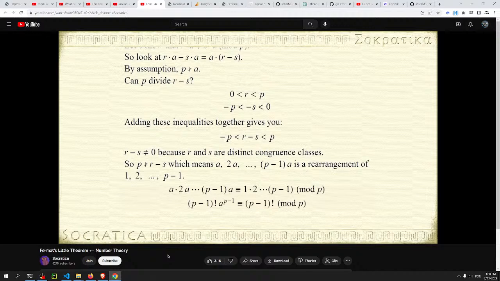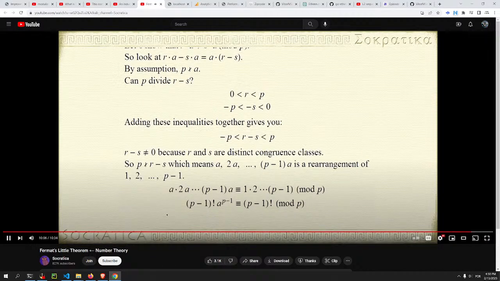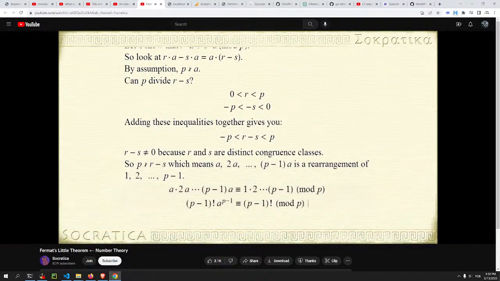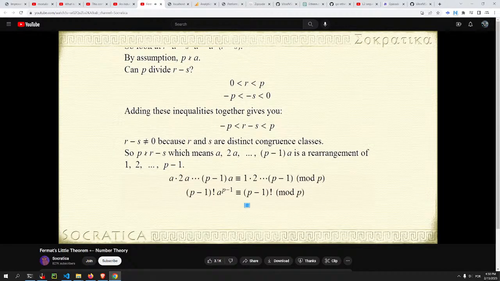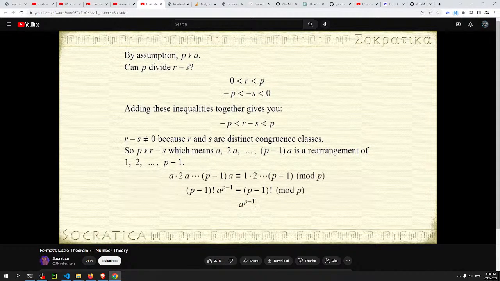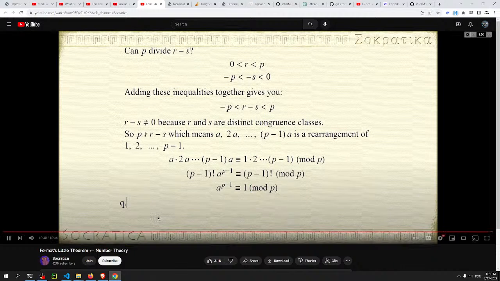Now p does not divide p minus 1 factorial because p minus 1 factorial is a product of the positive integers less than p. So because p does not divide p minus 1 factorial, we can safely cancel it from the congruence. Remember, you cannot cancel a number from the congruence unless it's relatively prime to the modulus. So we can divide both sides by p minus 1 factorial. We can cancel that out, and that gives us a to the p minus 1 power is congruent to 1 mod p. And that proves Fermat's little theorem.